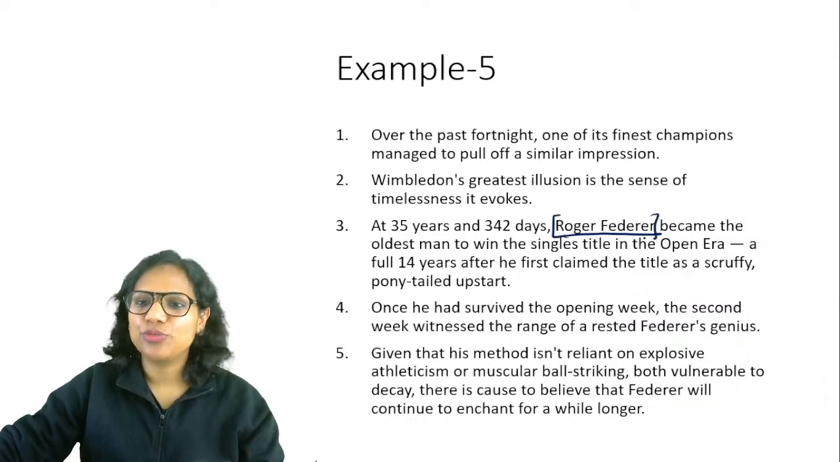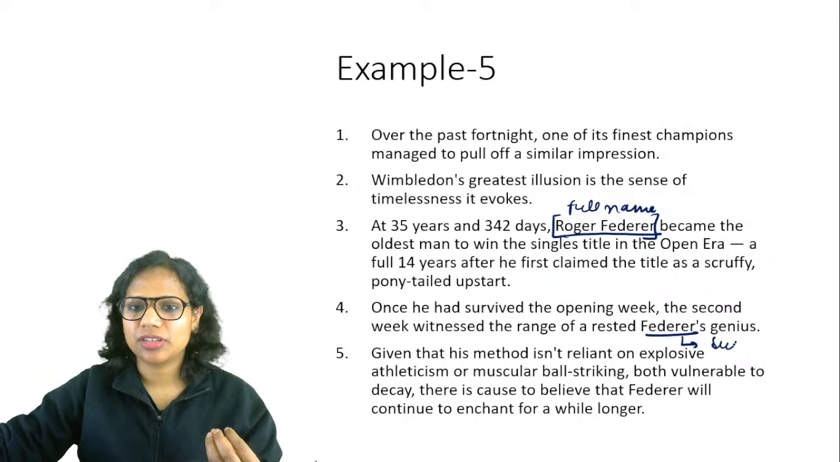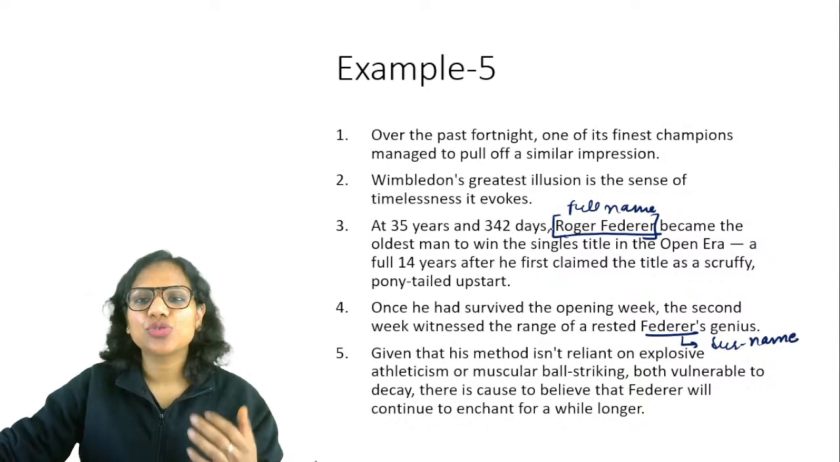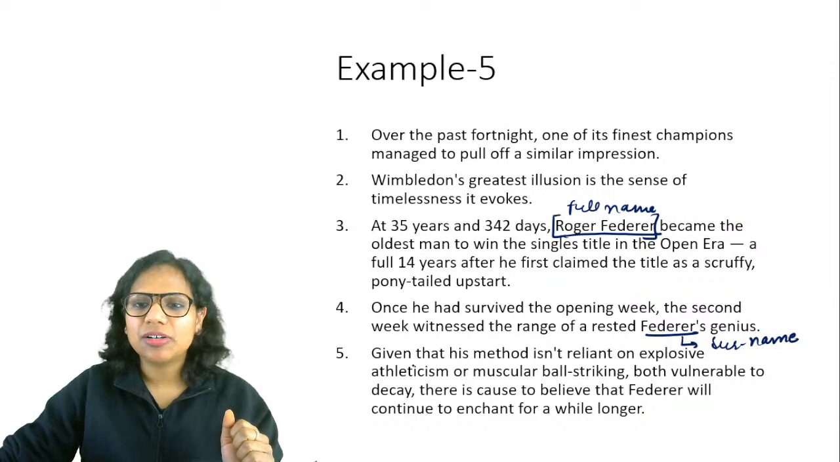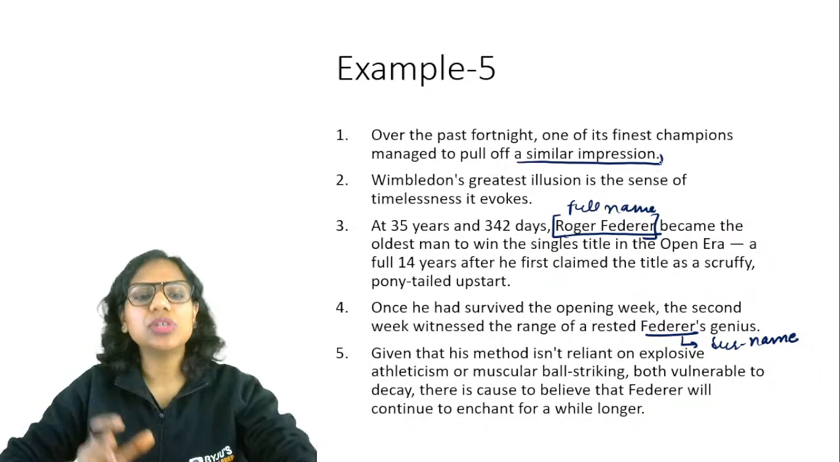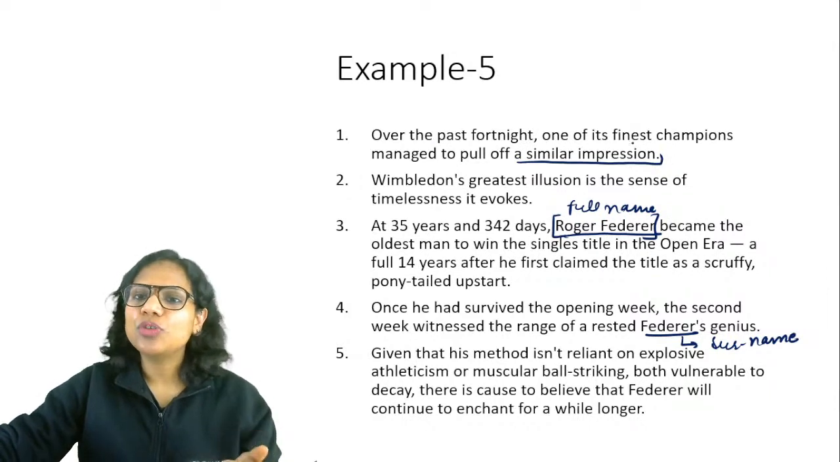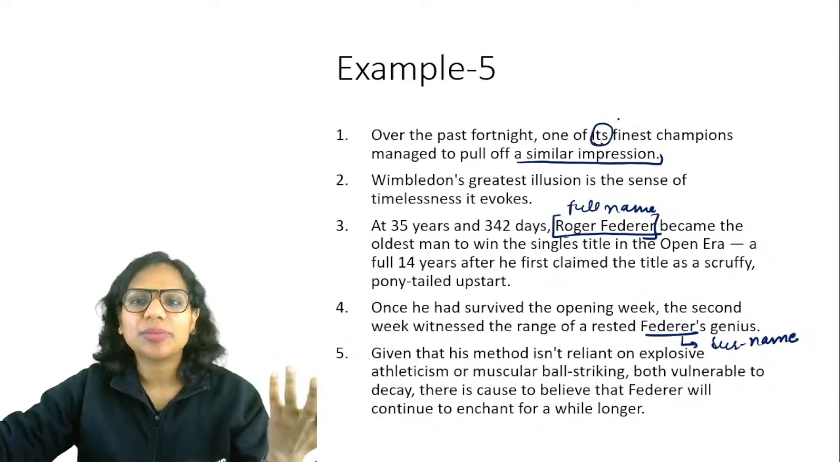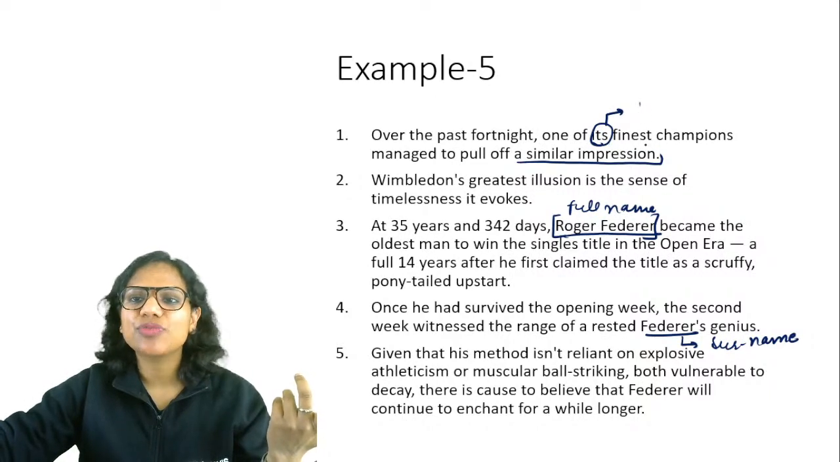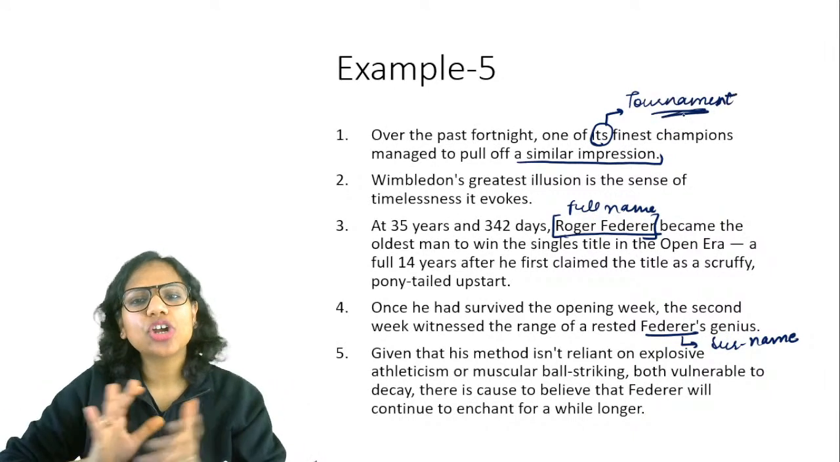So, Roger Federer, full name. I mentioned full name here, whereas here I just mentioned his surname, Federer. Okay, so full name, surname, all right. Then, given that his method, okay, a similar impression. So if you are saying that two is the odd sentence out, right? So over the past fortnight, one of its finest champions. Whose finest champions? Its finest champions. We are talking about a tournament, isn't it? Which tournament am I talking about?